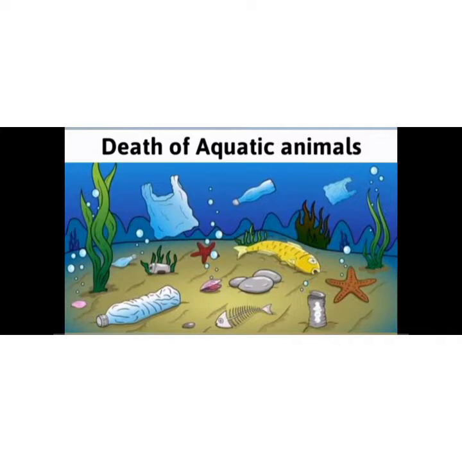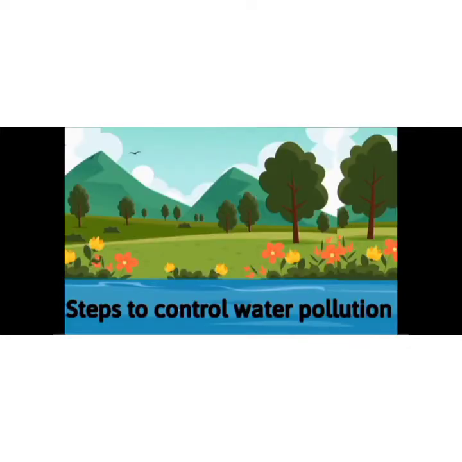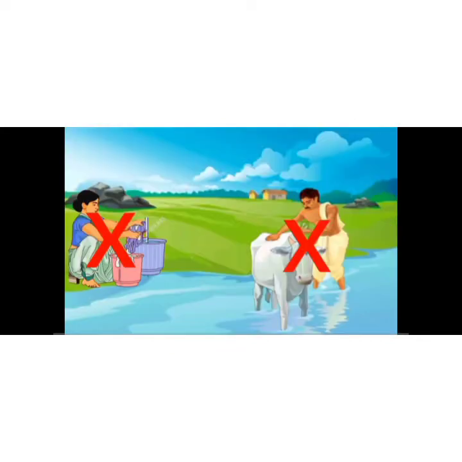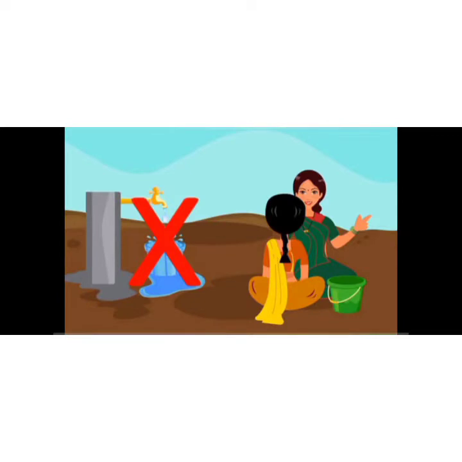Now let us learn the effects of water pollution. Water pollution causes death of aquatic animals. Drinking polluted water causes diseases such as typhoid, cholera, fever, dysentery, jaundice, etc. Now let us know which steps we should follow to control water pollution. Stop dumping garbage in water bodies. Stop washing clothes and bathing animals in the rivers, lakes, etc. Discourage the use of harmful pesticides and fertilizers in agricultural fields, and organic farming must be practiced. Avoid wastage of clean water and conserve water.